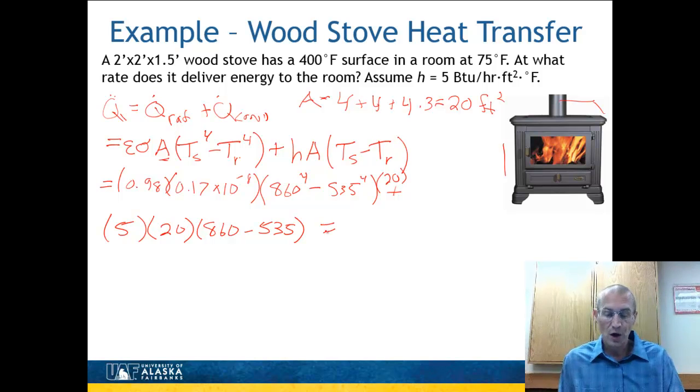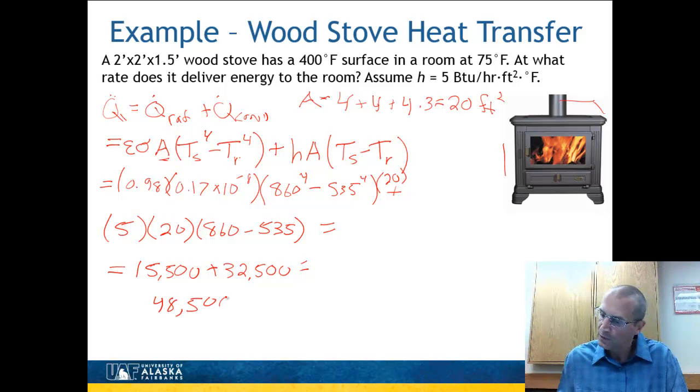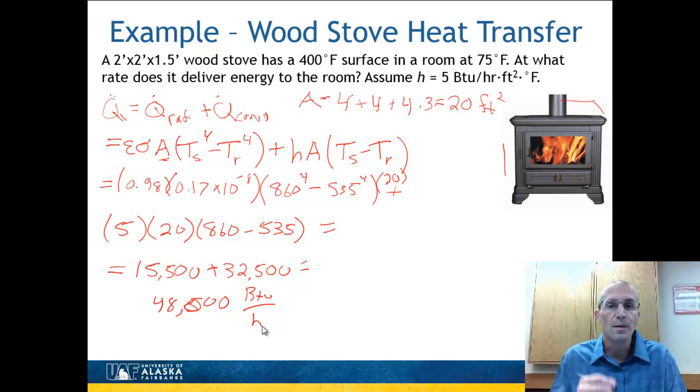So now if I go ahead and calculate out what these numbers are, I realize that the radiative component is about 15,500. The convective component is about 32,500. So that gives me a total of 48,500. Oops, sorry, 48,000 BTUs per hour. So that's the net rate this stove is emitting energy into the room.